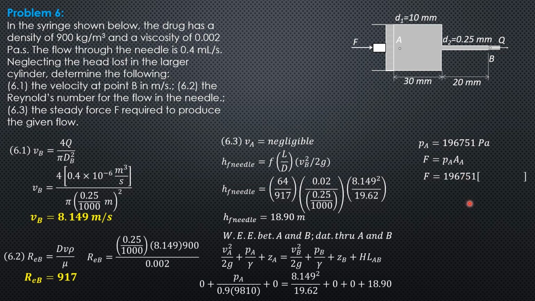So F is pressure at A times area at A. So F is 196,751 times pi times the radius, which is 5 mm, in meter 0.005 meter squared. So F is 15.45 newtons. So that's it for this problem.